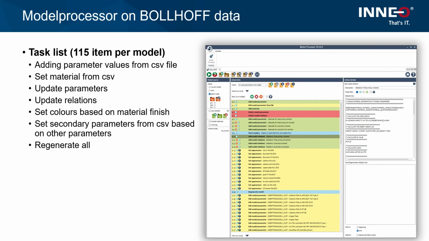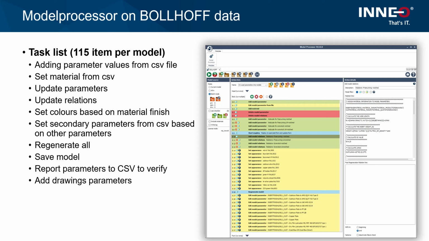Once we've added or updated all the items in the model, we would regenerate all, so that's updating the model to make sure it's done, and then save the model. As a final check, we report the information out again from the model so that we can compare it with the original CSV file, to make sure that all the relations are working, everything was verified correctly, all the parameters have been completed, the model is regenerated correctly, and everything is correct inside that model.